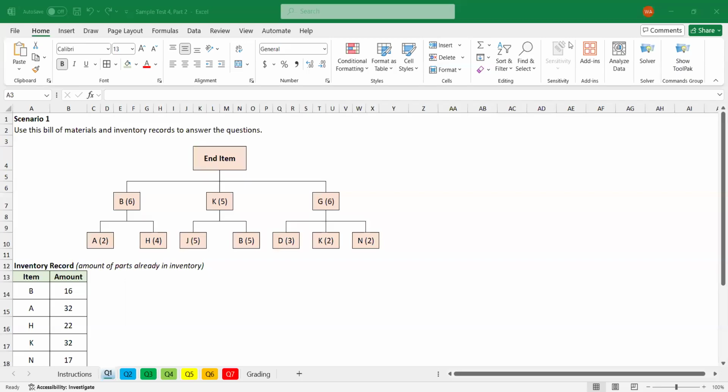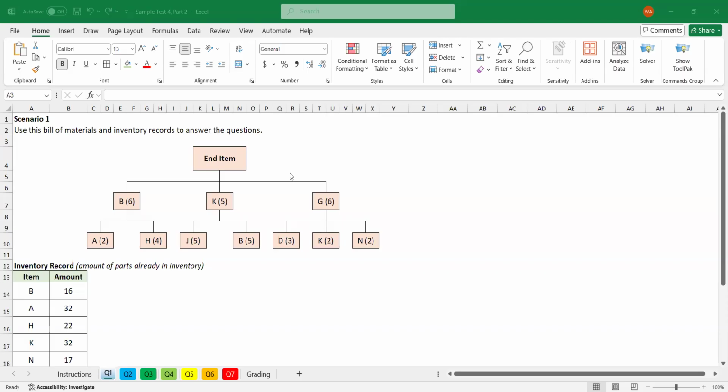Everyone, I'm going to take this time to go through the 7 questions on the sample test that I shared with you in class last time we met together. Let's go ahead and start right away with question number 1. Question number 1 is a question about bills of materials.